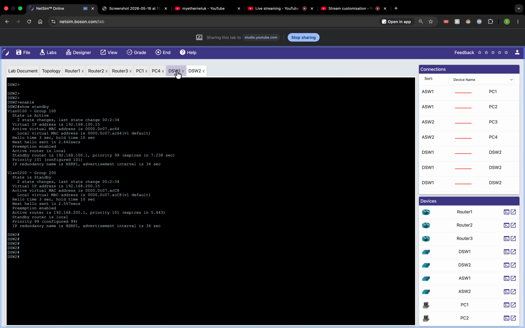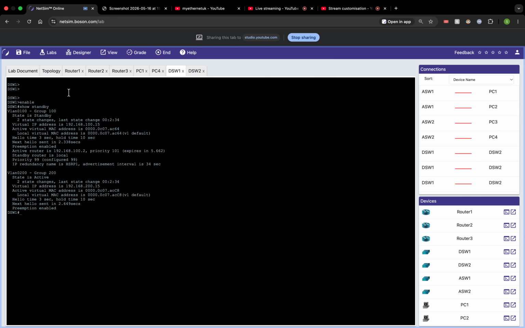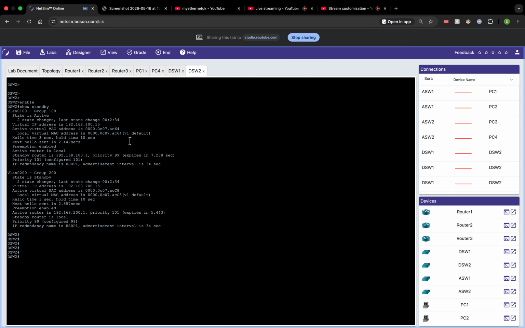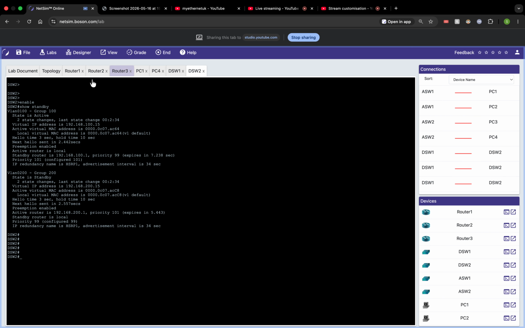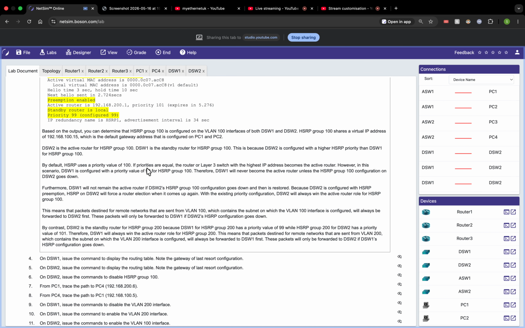Yeah. By default, HSRP uses a priority value of 100. Now, if priorities are equal, the router or layer 3 switch with the highest IP address becomes the active router. Okay, if the priorities are equal. All right. Now, in here we can see the priority for DSW1. You can see a priority there of 99. It's configured as 99. Yeah. And for DSW2, priority is 101. It's higher, so it takes priority.